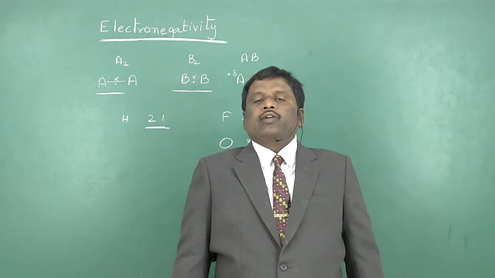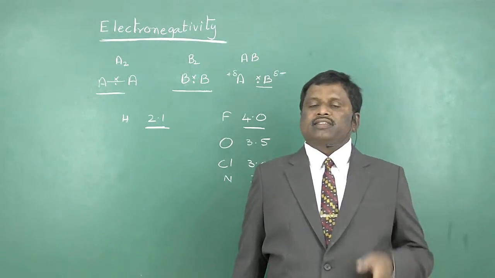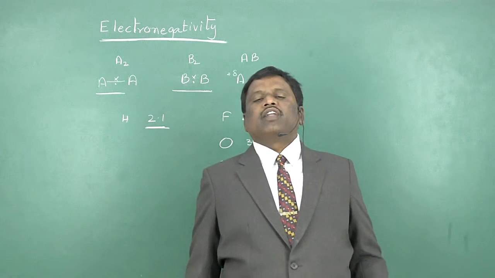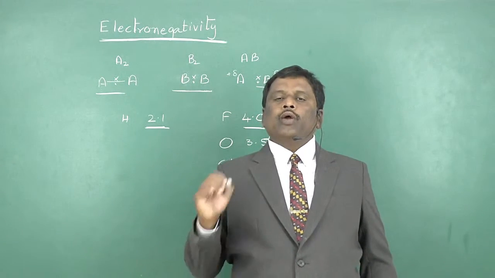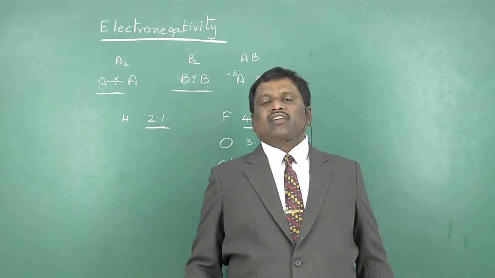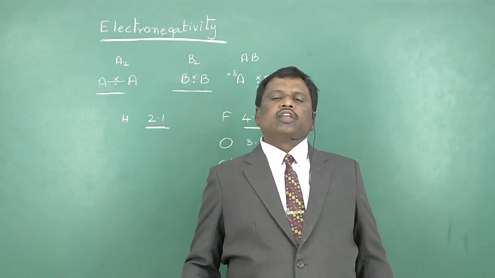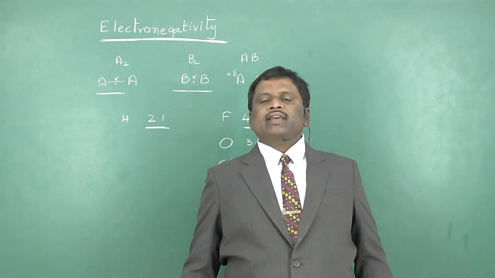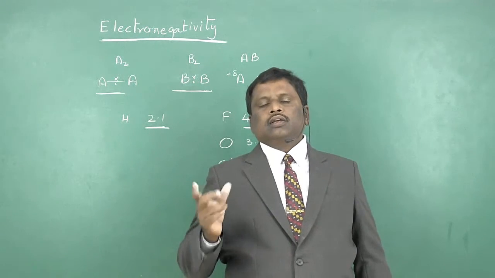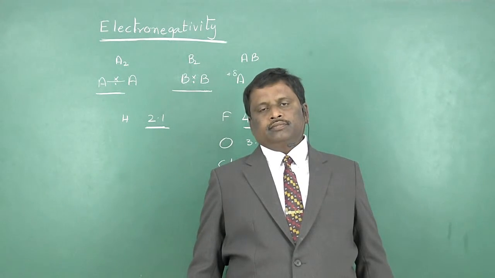Higher electronegativity values are the characteristic property of non-metals, whereas lower electronegativity values are the characteristic property of metals. The least electronegativity value is possessed by cesium, whose electronegativity value is 0.7. That is the least electronegative element.